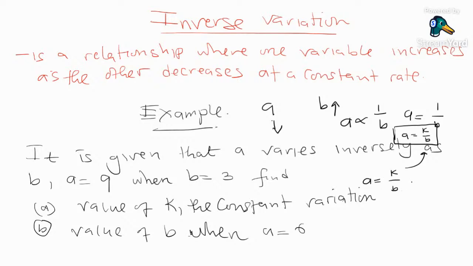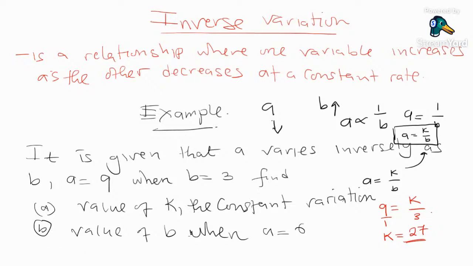So to find K, we are just going to replace A with 9, where there's B we replace it with 3. So we're going to say 9 equals K over 3. Here we can cross multiply and have K is equal to 9 times 3, which is 27. So our K is equal to 27.